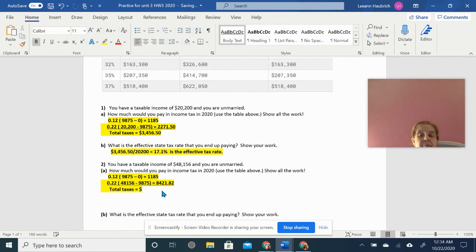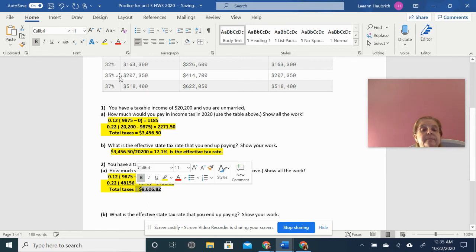So to get the total amount of taxes paid, I just add those top 2 lines, the $8,421.82 plus the 1,185. And now the tax is up to $9,606.82. So 9,606.82. I'll put the comma in because it's the final answer. Highlight it so it shows out.